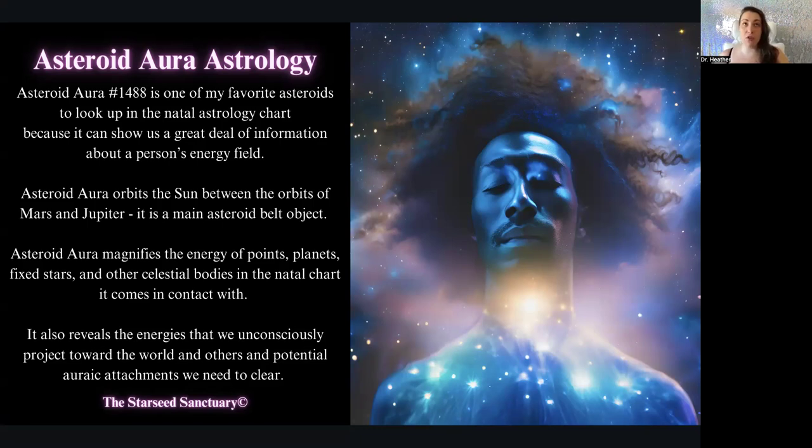And asteroid Aura also, from what I've seen in the chart, does tend to magnify the energy of other points in the natal chart. So if it's in close alignment or conjunction to planets, fixed stars, other asteroids, black holes, nebulas, star clusters, etc., that it comes into contact with, it tends to magnify those energies and permeate them through your energy field. It also reveals the energies that we can unconsciously project toward the world and others, and potentially auric field attachments that we need to clear.